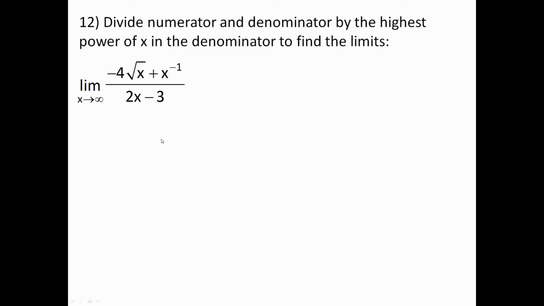Okay, so we're going to evaluate this limit, and the instructions say divide the numerator and denominator by the highest power of x in the denominator to find the limits. Okay, so we're going to have to do a good amount of algebra with this problem. So what we're starting with is this ratio, and the denominator, the largest power of x that appears there, is x to the 1. So we're going to multiply the numerator and denominator of this fraction by 1 over x.